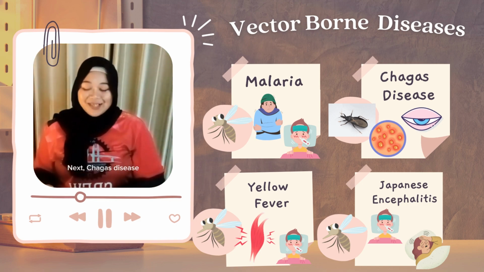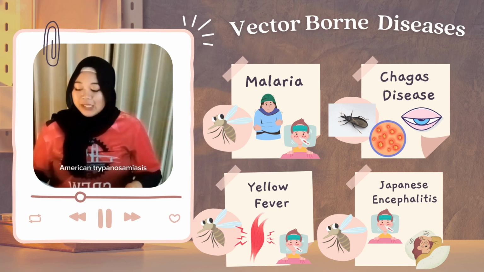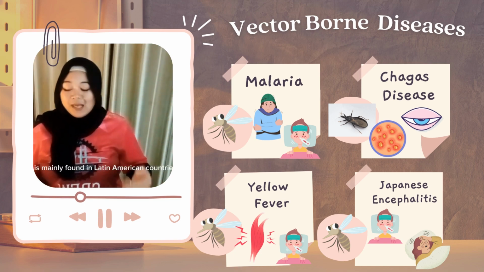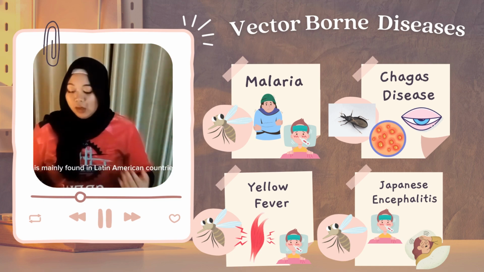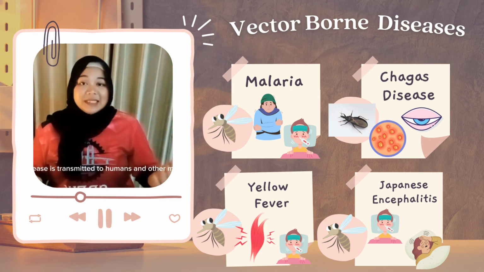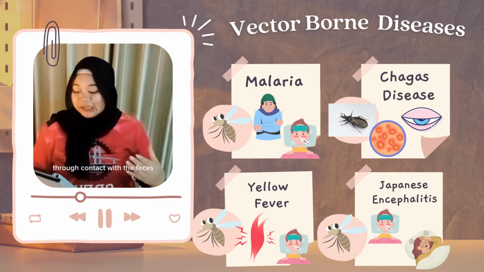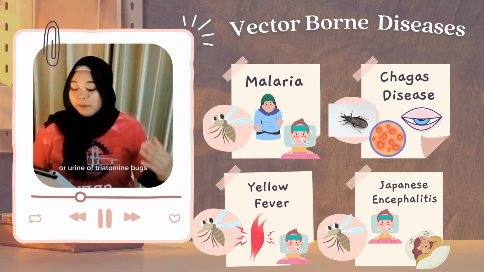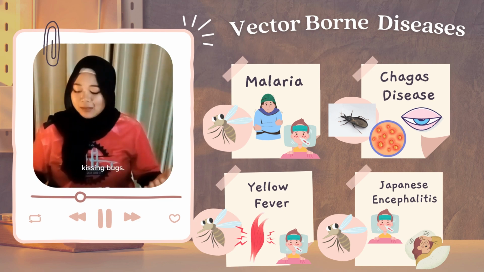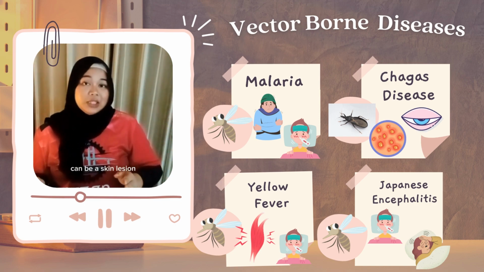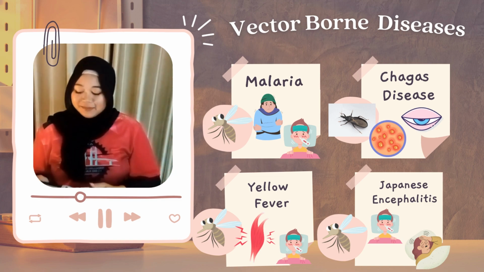Next, Chagas disease, also known as American trypanosomiasis, is a potentially life-threatening illness caused by a parasite. It is mainly found in Latin American countries. The disease is transmitted to humans and other mammals through contact with the feces or urine of triatomine bugs, also known as kissing bugs. The first signs of Chagas disease can be a skin lesion or swelling of the eyelids.